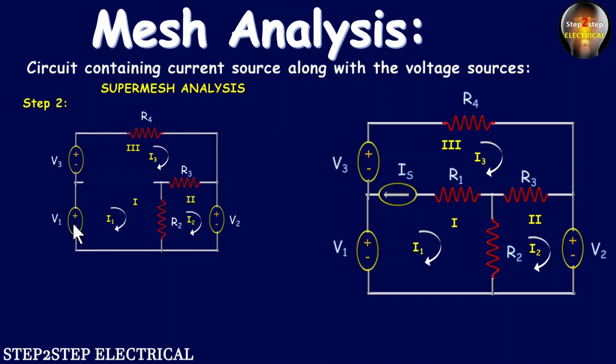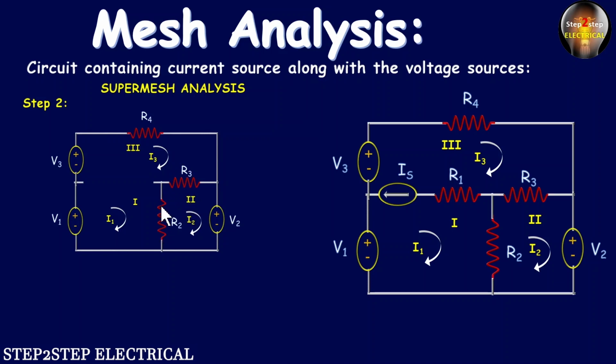So as we start writing KVL from here, we will write V1 plus V3 minus I3 into R4. Thereafter we will come here, and for this R3, I3 is flowing. I2 current is also flowing through this R3. So as we are applying KVL in loop 3, we will write (I3 minus I2) into R3.